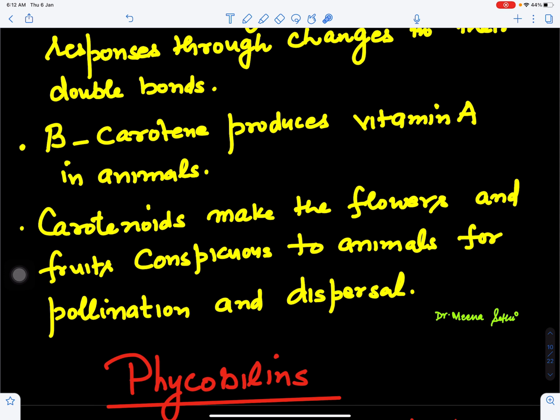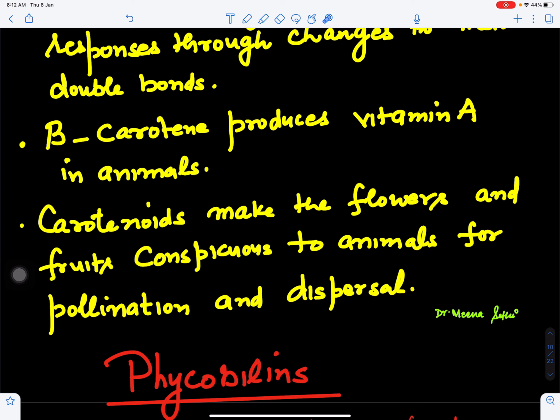So this is all about carotenoids, which are the second most important pigment in photosynthesis, playing an important role. They are also preventing photooxidation and photoinhibition of the chlorophylls. So the next pigment is called phycobilin, which we will discuss in the next video.